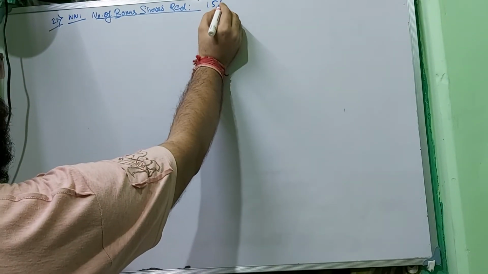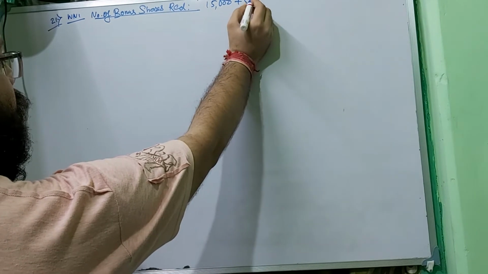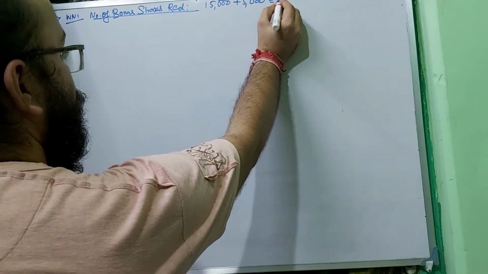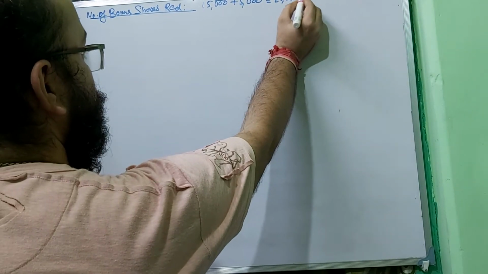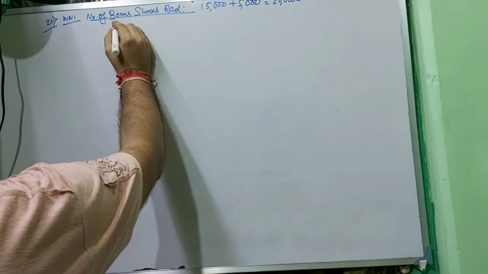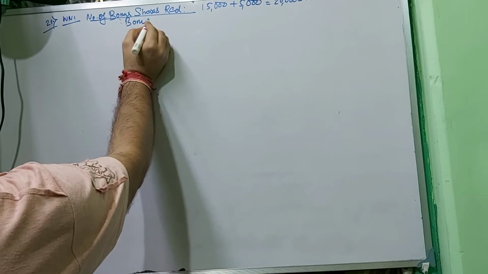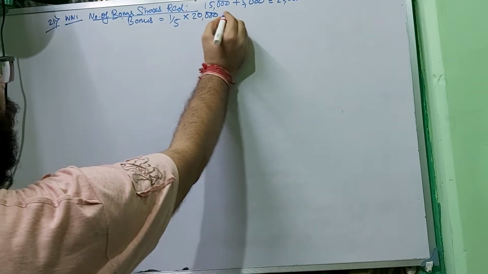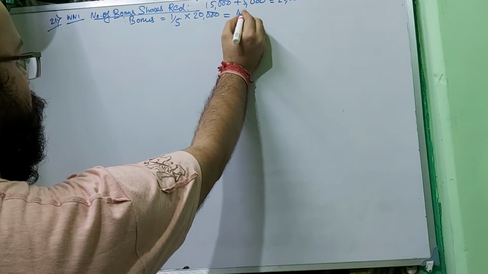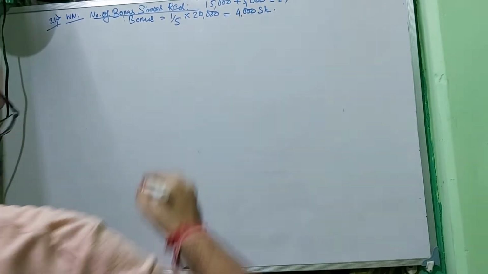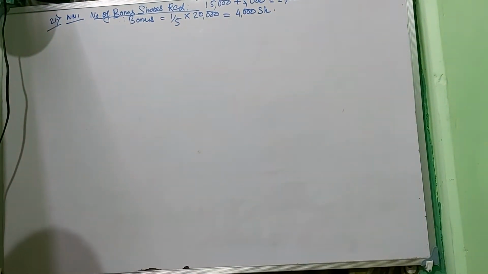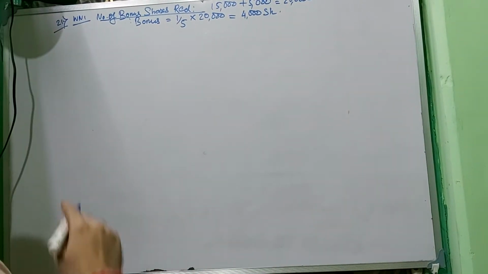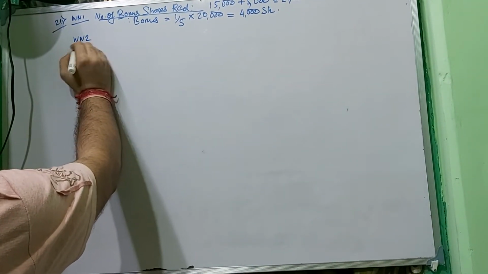15,000 at the beginning plus 5,000 in the middle. It is 20,000 shares. They are basically, the bonus was declared on 1 share for every 5 shares here. Therefore, bonus is equal to 1 share for every 5 shares, 1/5 into 20,000, which is equal to 4,000 shares. Right, existing equity shares, that will be the better option.